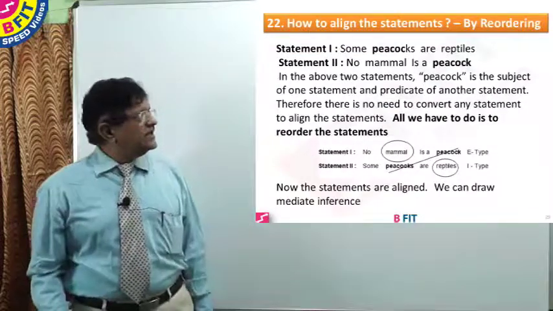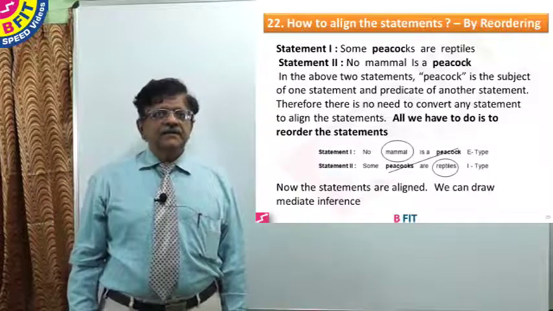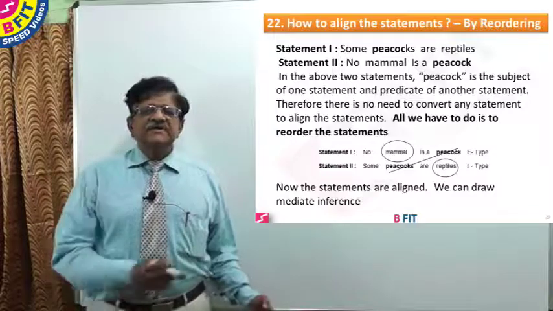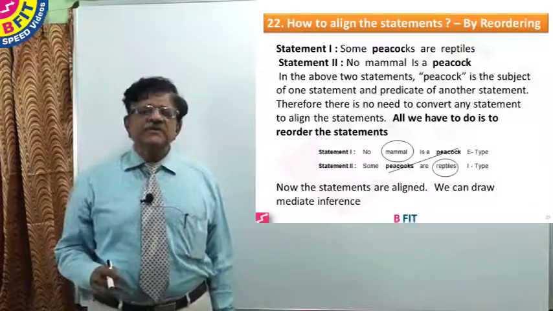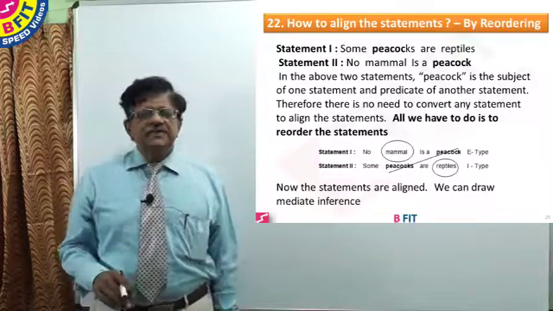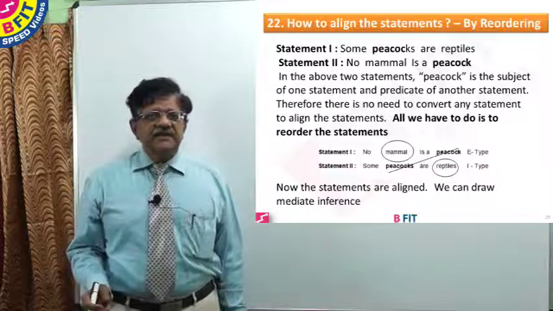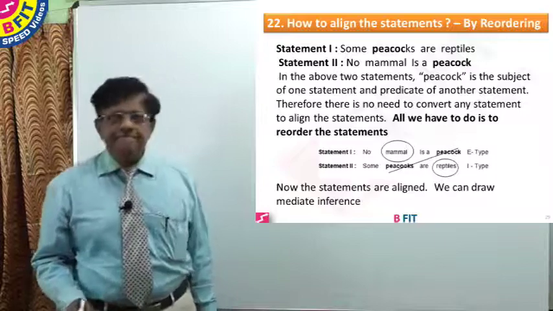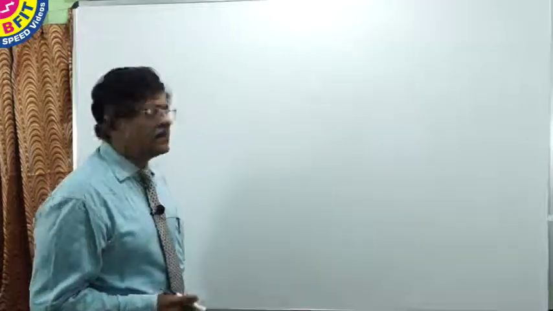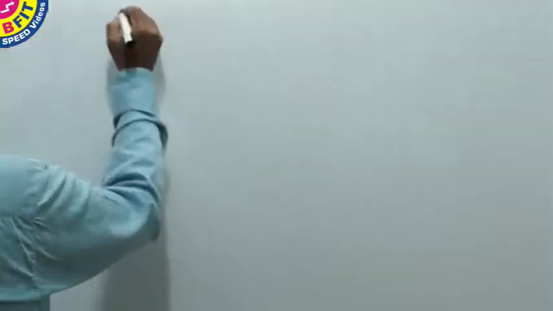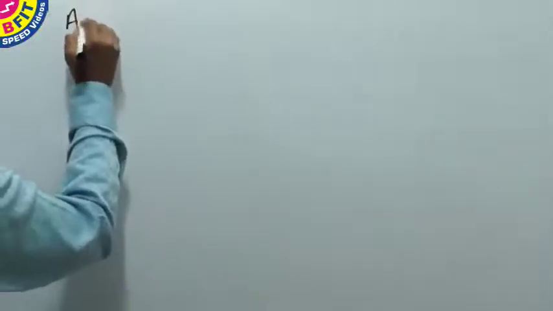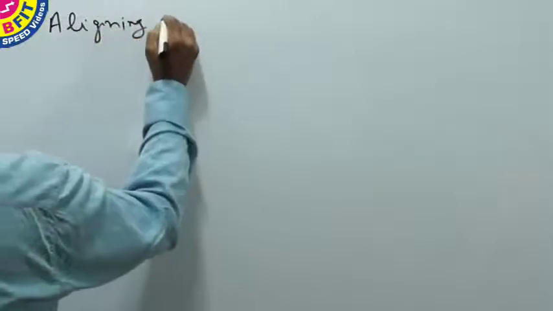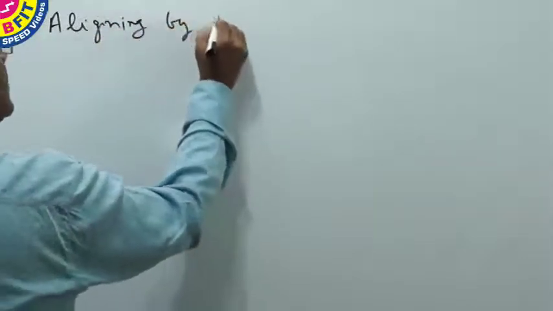Now we shall go to the second method of aligning. We saw the first method of aligning two statements is by conversion. The second method of aligning the statements is by reordering. Let us see the working. Now, this is the second method of aligning, by reordering.